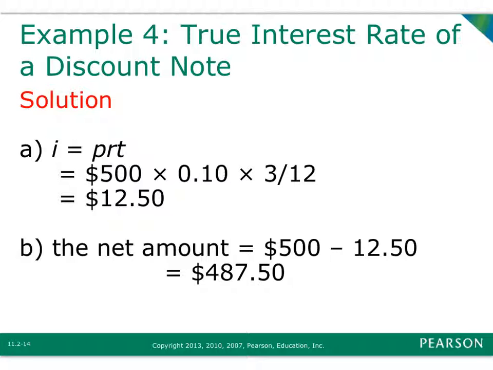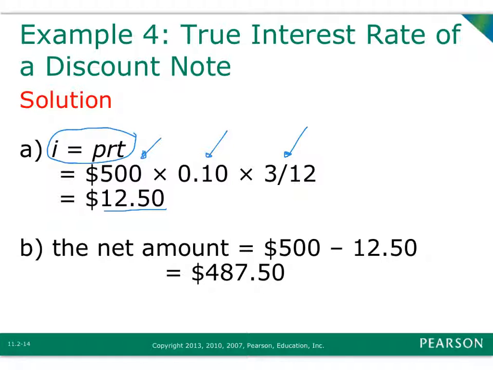So for part A, the interest is equal to PRT, and we substitute in the values for P, R, and T. In this case, Sigrid wants to borrow $500. The interest rate annualized is 10%, but she's borrowing it for 3 months out of the year, so it's 3 divided by 12. Multiplying those together, we get $12.50. So the interest is $12.50.